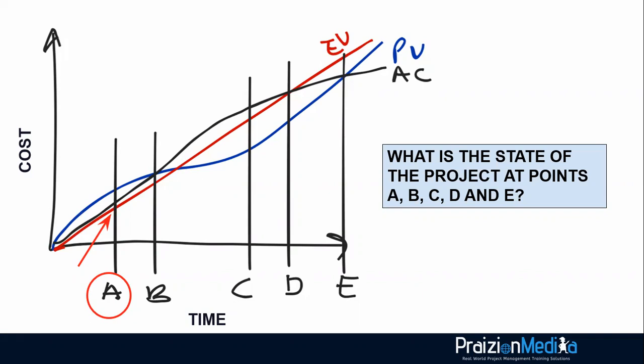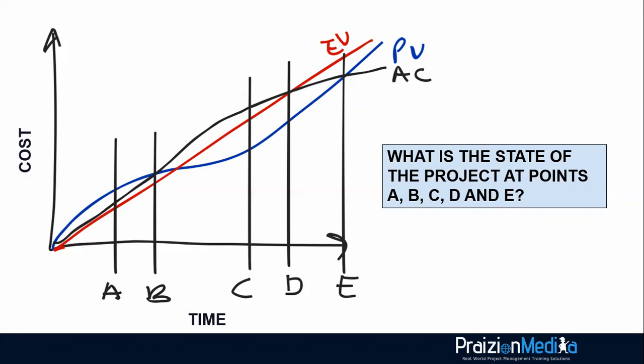If EV is below PV, that will tell you the schedule performance. In this case, it's poor. If EV is below AC, that will tell you the cost performance. In this case, also poor. Now, the question is, well, how do we know this? I want to show you very quick an earned value hack.